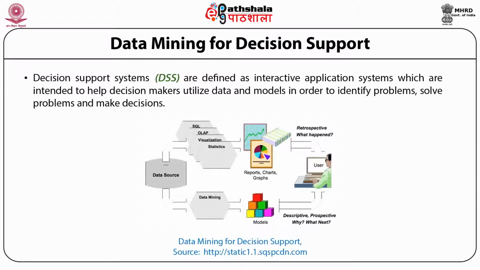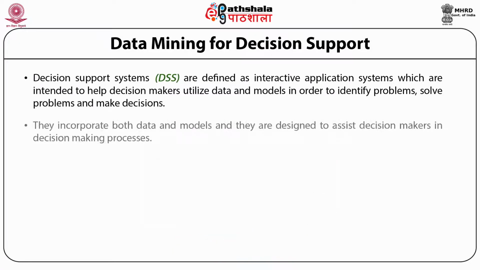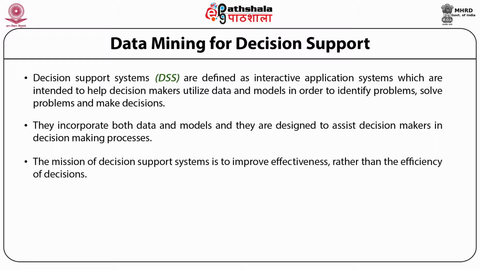Decision support systems are defined as interactive application systems which are intended to help decision makers utilize data and models in order to identify problems, solve problems, and make decisions. They incorporate both data and models, and they are designed to assist decision makers in decision making processes. They provide support for decision making. They do not replace it. The mission of a decision support system is to improve effectiveness rather than efficiency of the decision.